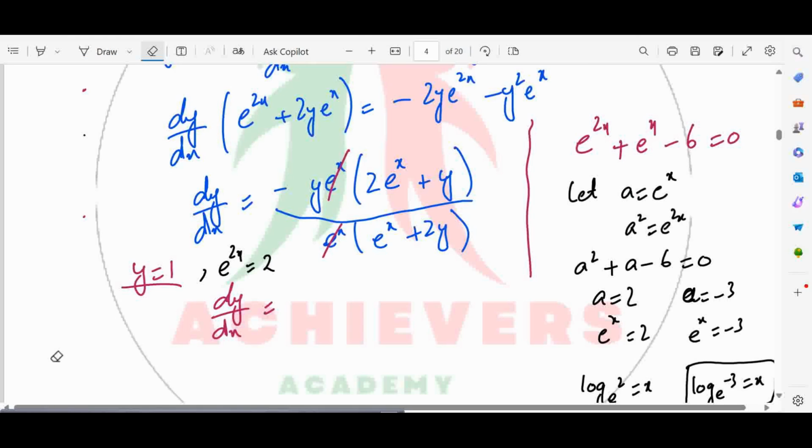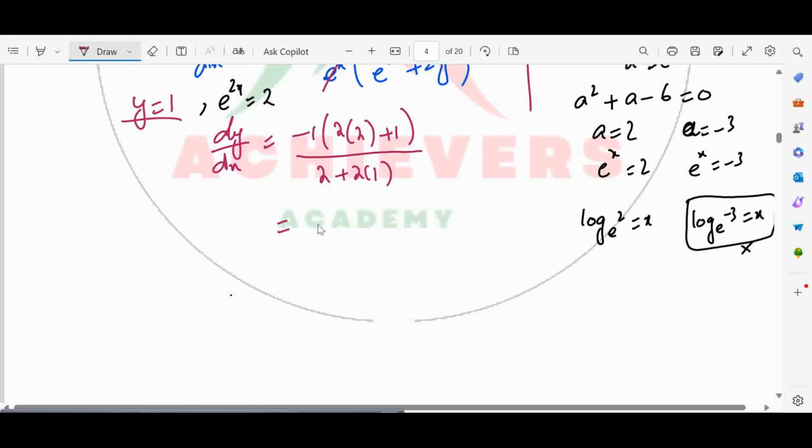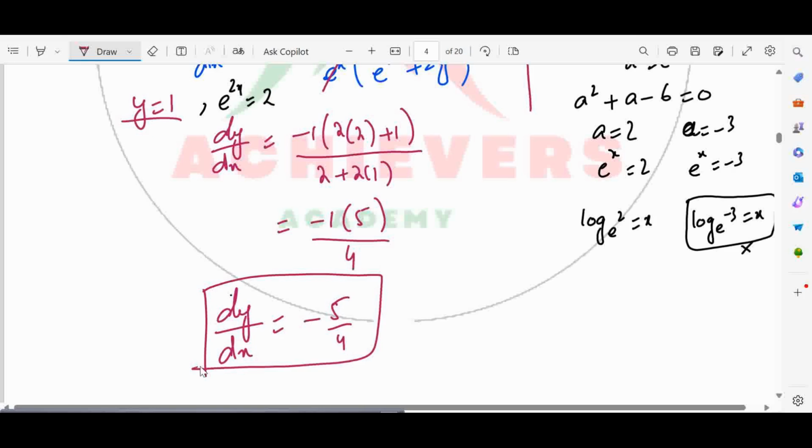Now we can directly use the value e power x in this equation. So this will be minus 1 into 2 into 2 plus 1 divided by e power x is 2 plus 2 into 1. If we simplify it further, this will be minus 1 into 5 divided by 4. So dy by dx will be equal to negative 5 by 4. This will be the final answer. If you have any question, you can ask it in the comment section.